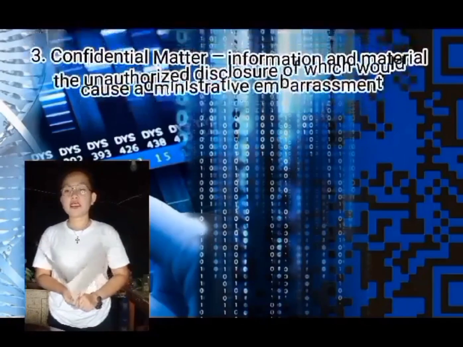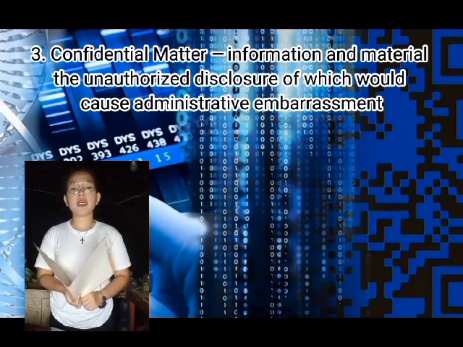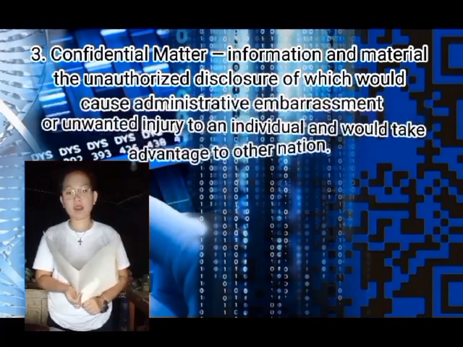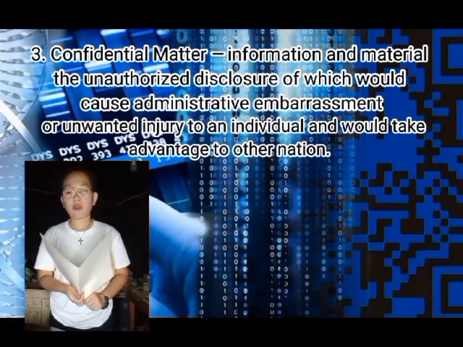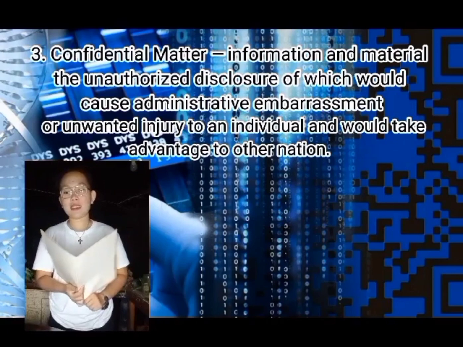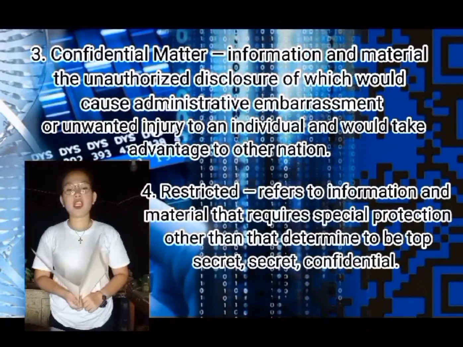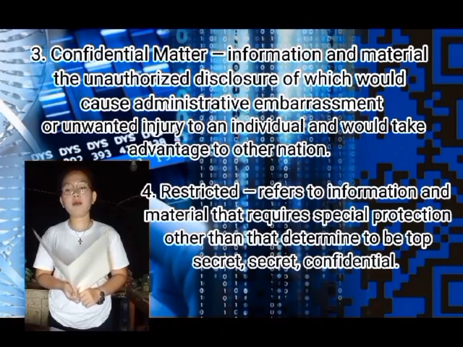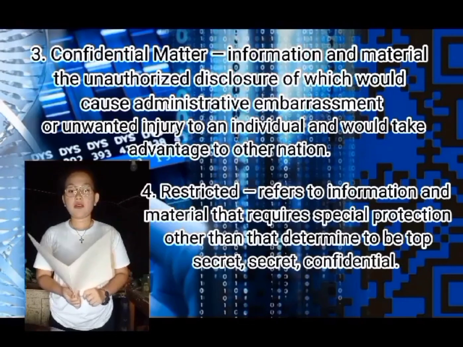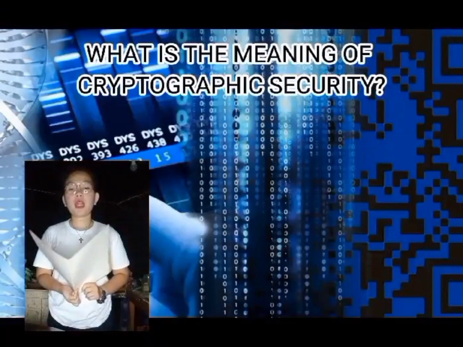So third is confidential matter. Confidential matter is the information and material whose unauthorized disclosure would cause administrative embarrassment or unwanted injury to an individual and would be of advantage to another nation. So the last, or the fourth, is restricted. It refers to the information and material that requires special protection other than that determined to be top secret, secret, or confidential.